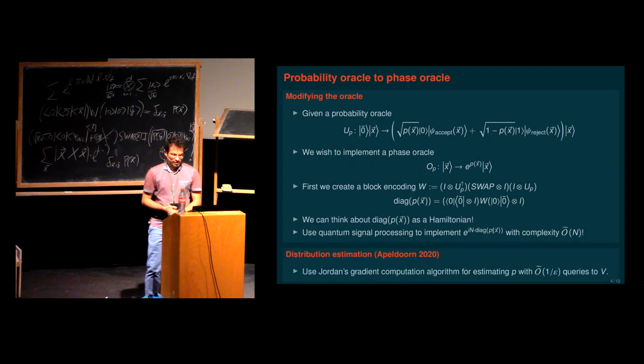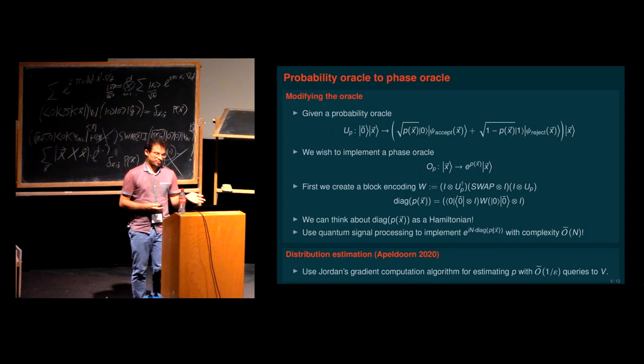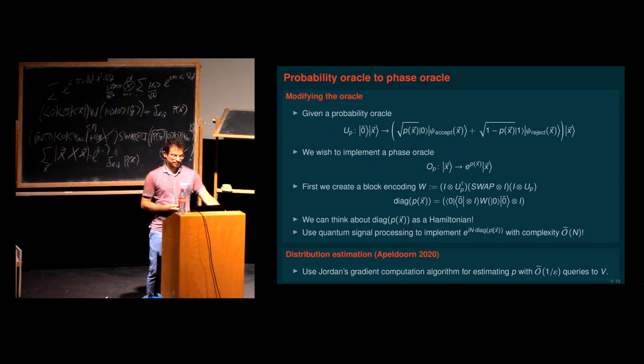And so now we have everything ready. We have a phase oracle for the function p of x, which was just the inner product between x and p, whose gradient is the probability distribution p itself. So now you just need to choose your precision parameters, so n equals 1 over epsilon, and use Jordan's algorithm for estimating this entire distribution with only 1 over epsilon uses of V, the preparation circuit for your distribution. Yes?